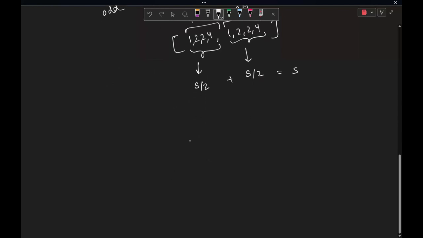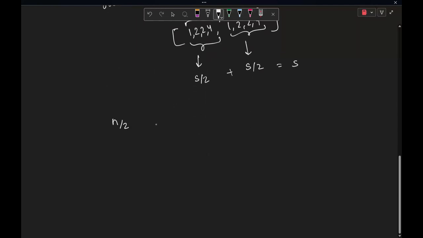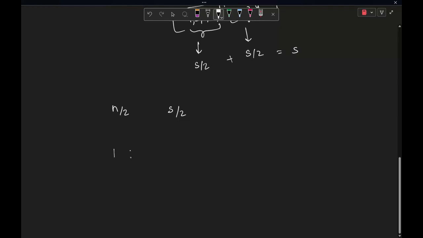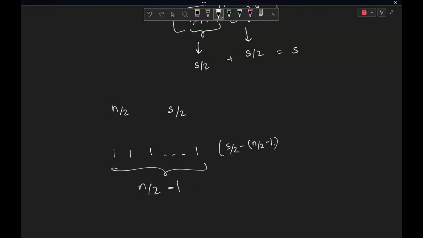Now the problem has become: you have to create an array of length n by 2 whose sum should be equal to s by 2. This is simple. Just put n by 2 minus 1 ones in the beginning and then put a number which is equal to s by 2 minus (n by 2 minus 1). This number should be positive. Remember it. This number should be positive.